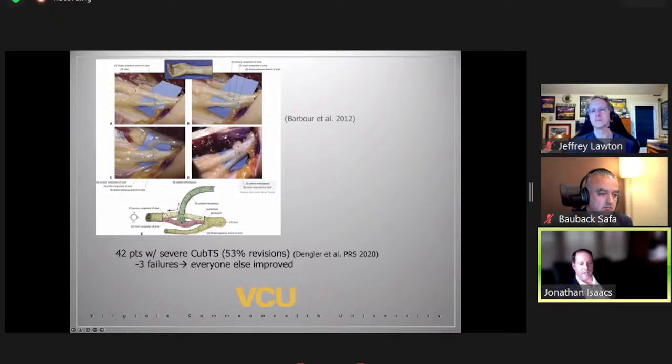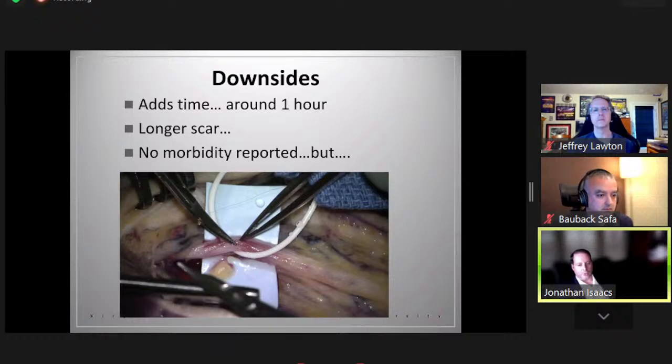It makes sense that this could help, certainly from a theoretical standpoint. It is hard to demonstrate, at least in the population that we're talking about, revision cubital tunnel syndrome. Dengler did publish on 42 patients. Half of these were revisions, so kind of fall in the context of this talk, and almost all of them did well. So it's encouraging. I'm not sure that it's rock solid proof, but certainly encouraging. And there's a theoretical reason why you would consider this.